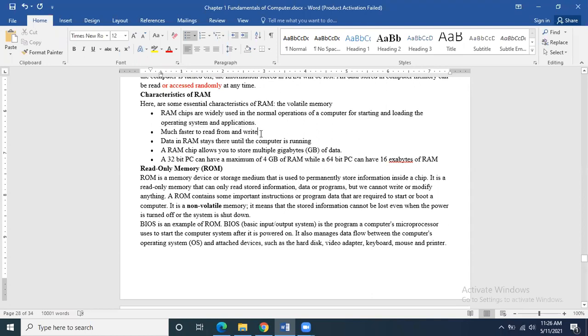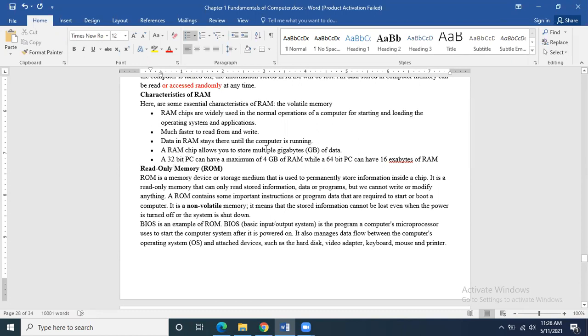Its speed is fast, meaning RAM's speed is fast. We are reading these characteristics of the RAM. Data in RAM stays there until the computer is running. When you shut it down, that data will be lost. You need to store it in the permanent storage.